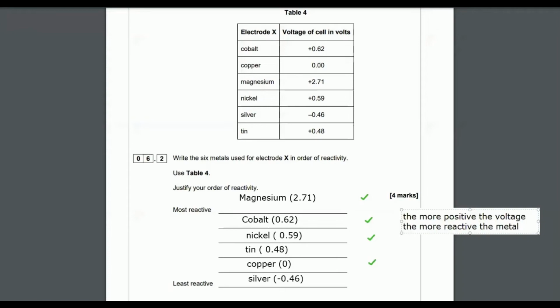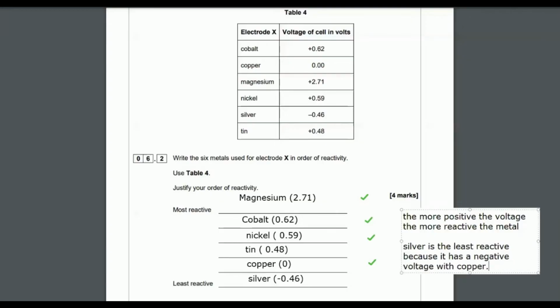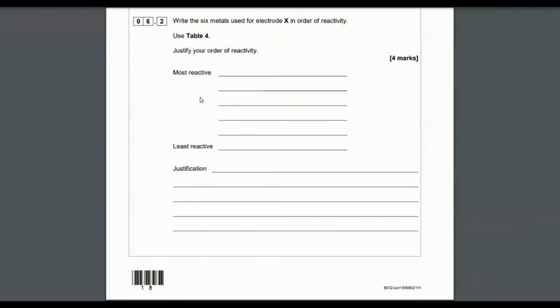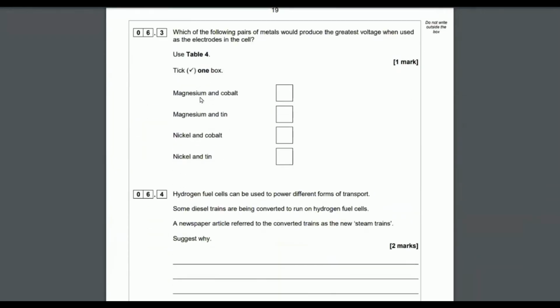Now, part of this question said justify your order of reactivity. So here is the justification. The more positive the voltage, the more reactive the metal. Silver is the least reactive because it has a negative cell voltage with copper. Okay, coolio. Now let's zing down to the next bit of the question.